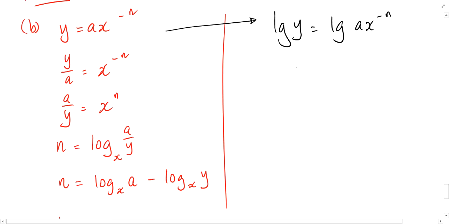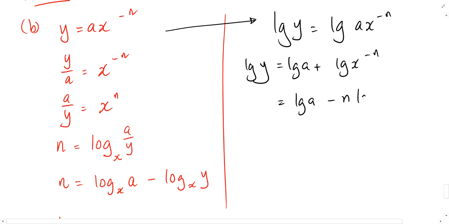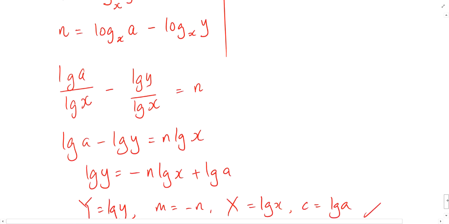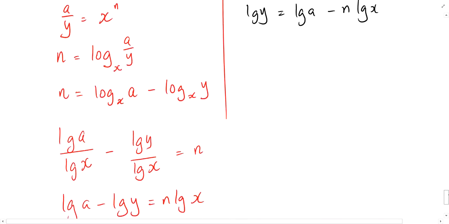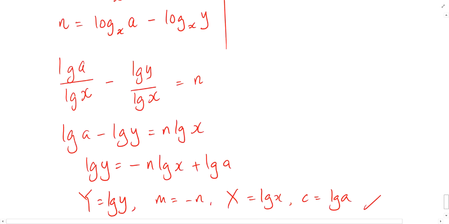Then log y equals to log a plus log x power negative n, and you then just put the n: log a minus n log x. Same answer, no? Looks like the same, right? M is negative n, and yeah, this is the same.